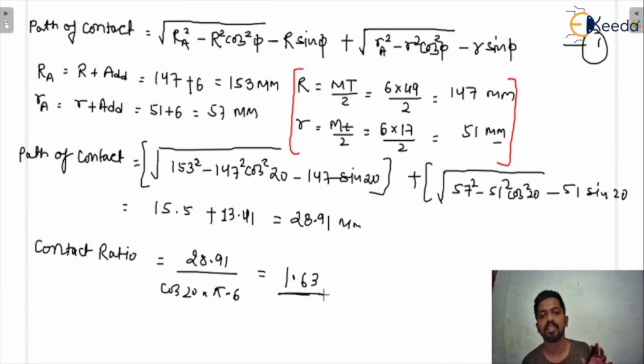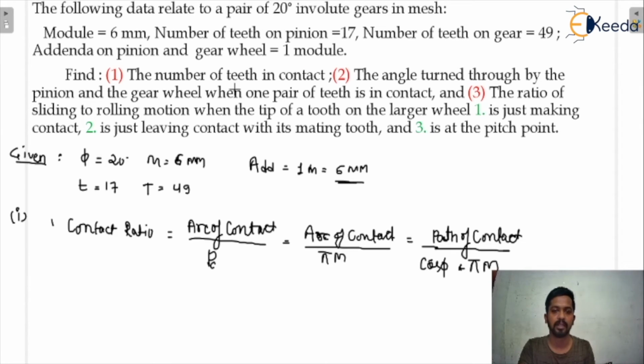I already told you many times that the contact ratio is always greater than 1, because at least one pair should be in contact. So what is the meaning of 1.63 contact ratio? You need to understand, in one engagement period, one pair is in mesh, but 63% of the time of engagement, along with this one pair, one more pair is also in engagement. So that is the average value that comes out to be 1.63. That is the number of teeth in contact.